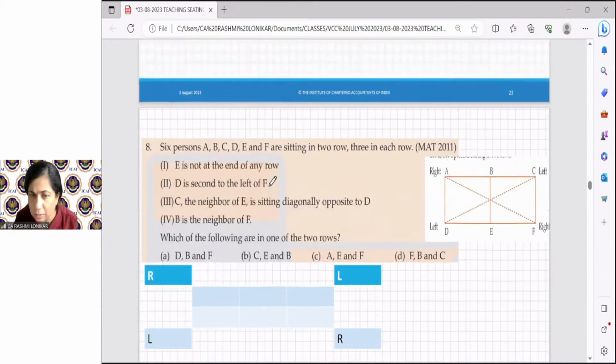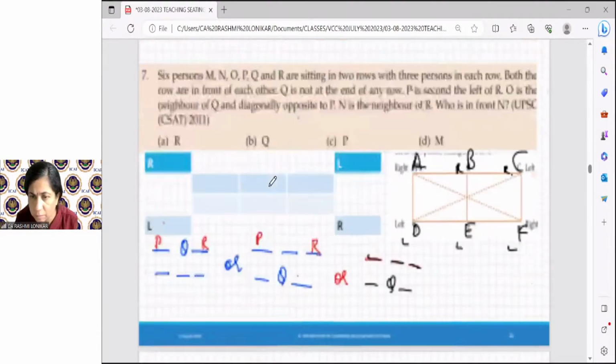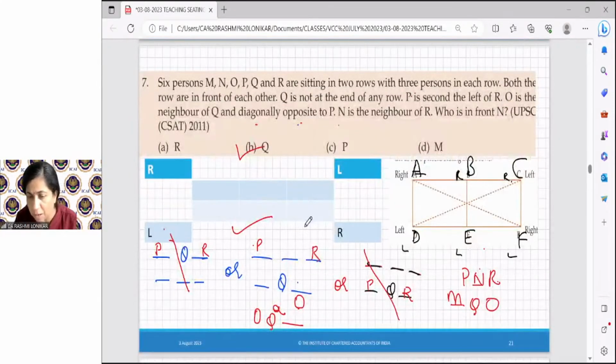Why is P second? Yes, P is second from R: from R, 1 and 2, second. Because there are 6 people only. Suppose there are 6 chairs. P is second to the left of R. They are not saying P is second; it is not meaning 1, 2. It is second from the left of R. So I have to have R and second from the left of R. This is his left side, this is his right side. R's left side is here, first and second.